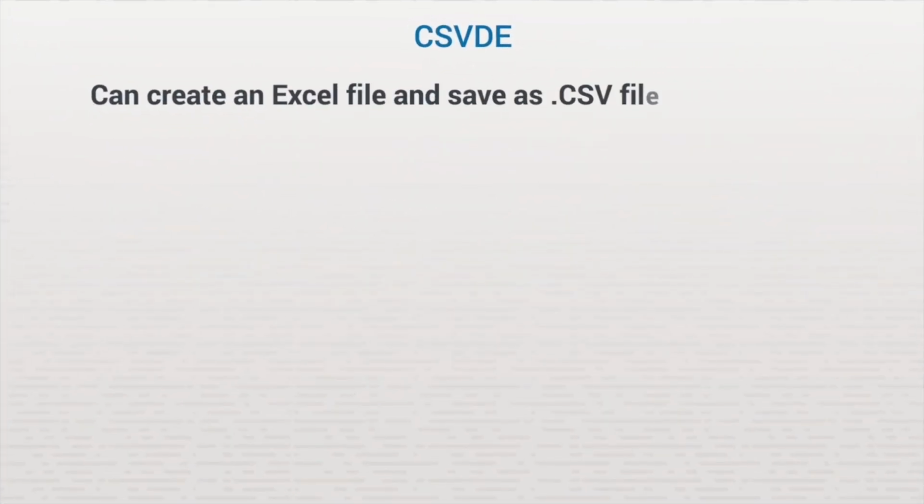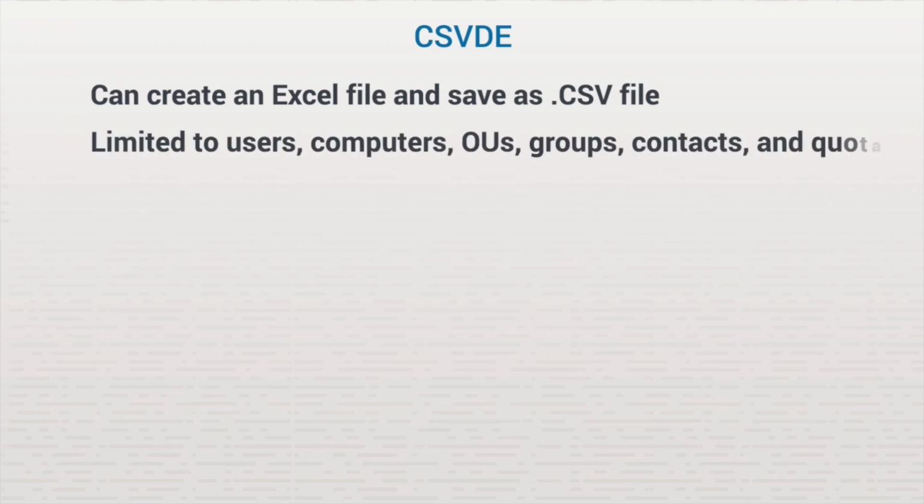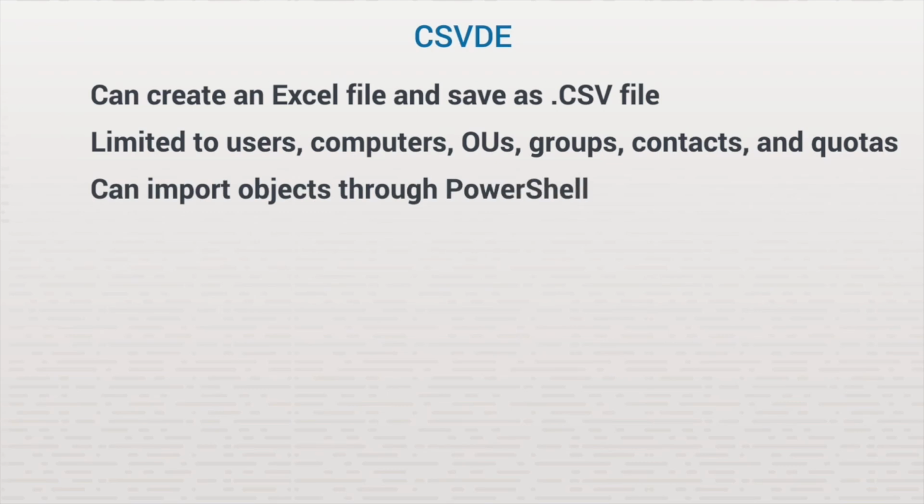A quick way to create a CSV file is to enter the data into Excel and save the file as a CSV file. CSVDE is limited to users, computers, OUs, groups, contacts, and quotas. Anything outside of that would need to be added through another tool, such as PowerShell. PowerShell has the import CSV command, but is limited to the same objects. For other objects, you can use new-AD object. You need to create a site link, and a subnet object to use the new AD object command. Just remember that CSVDE is for bulk additions.